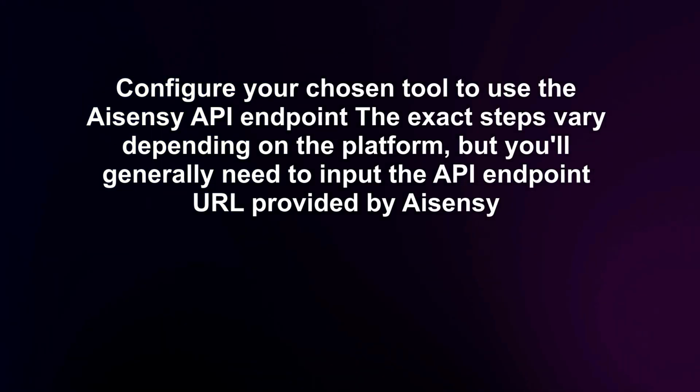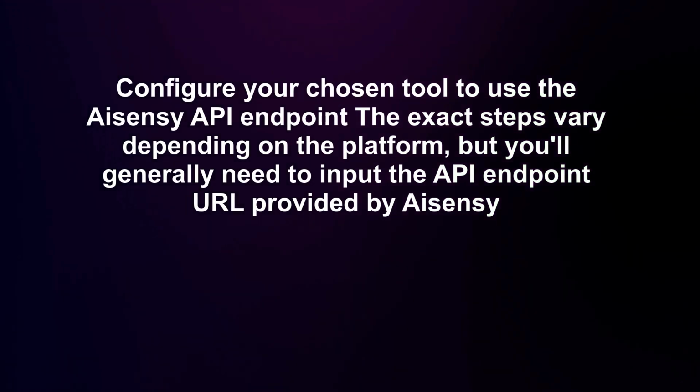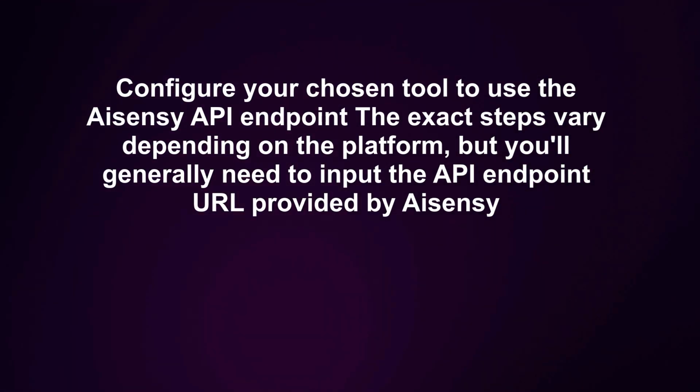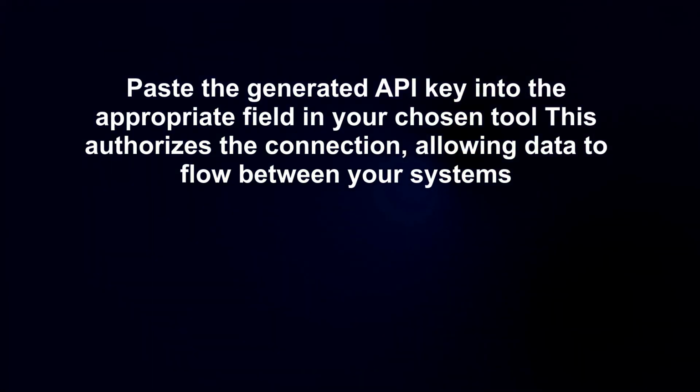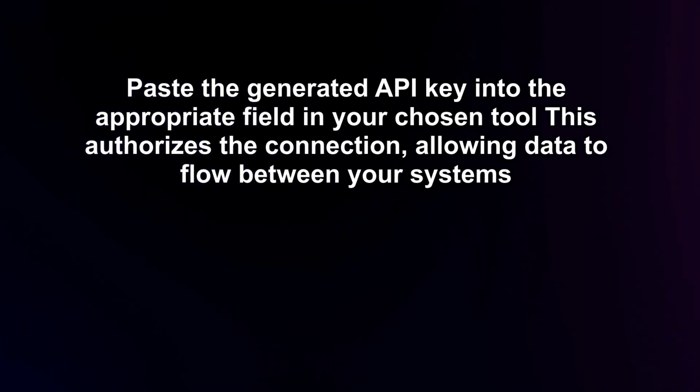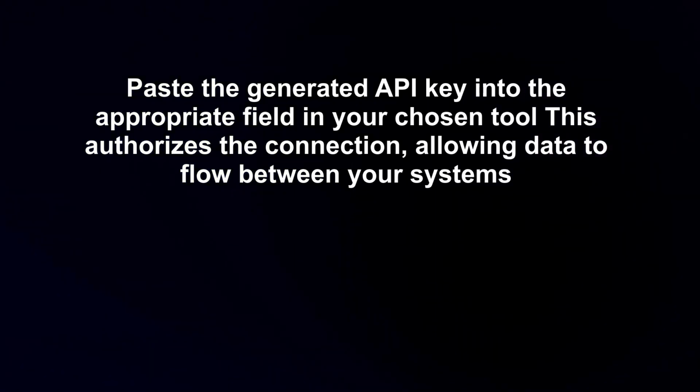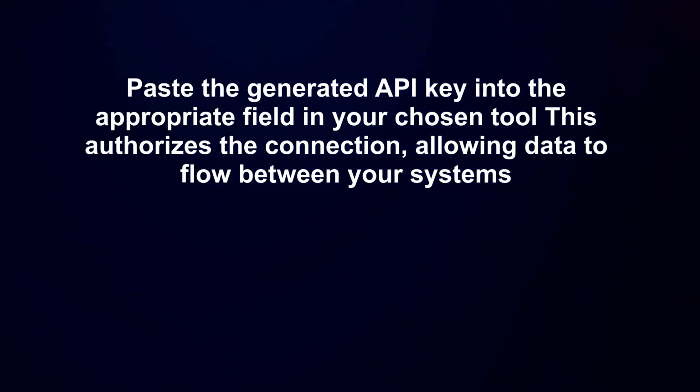The exact steps vary depending on the platform, but you'll generally need to input the API Endpoint URL provided by Aisensy. Paste the generated API key into the appropriate field in your chosen tool. This authorizes the connection, allowing data to flow between your systems.